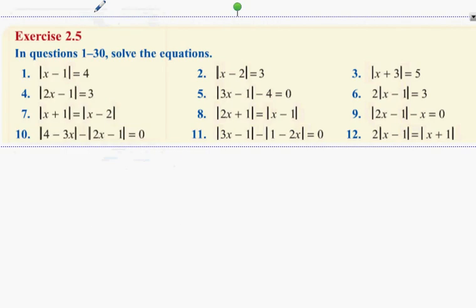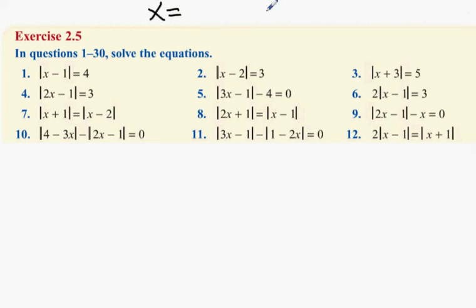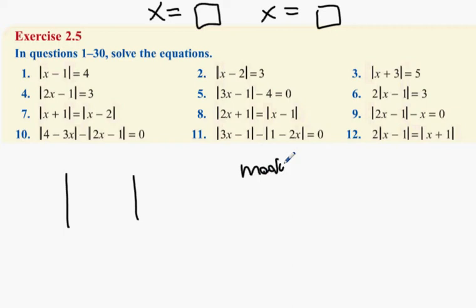You'll notice these questions are once again solve questions. How does a solve question normally end? X equals something. That is the way it has to end. Now see these two big lines here. What these two big lines mean is what's called the modulus. What the modulus means is that you're not allowed to be negative. It always has to be positive.